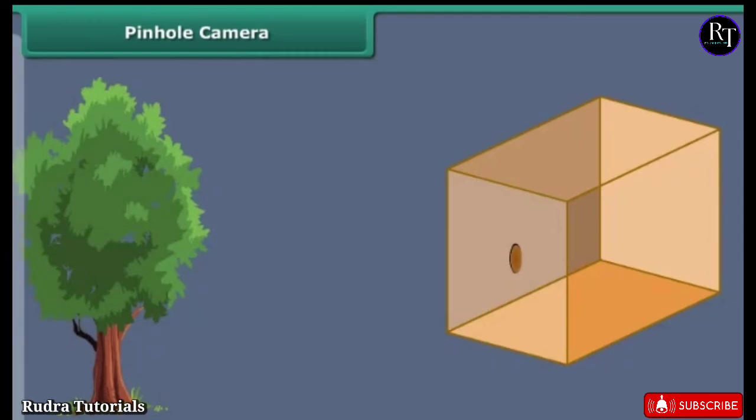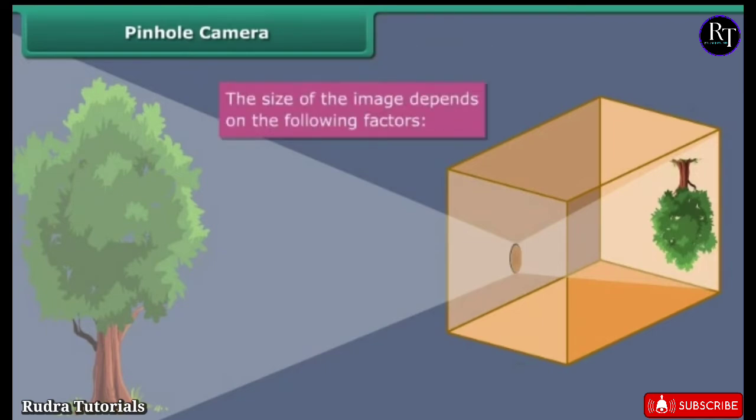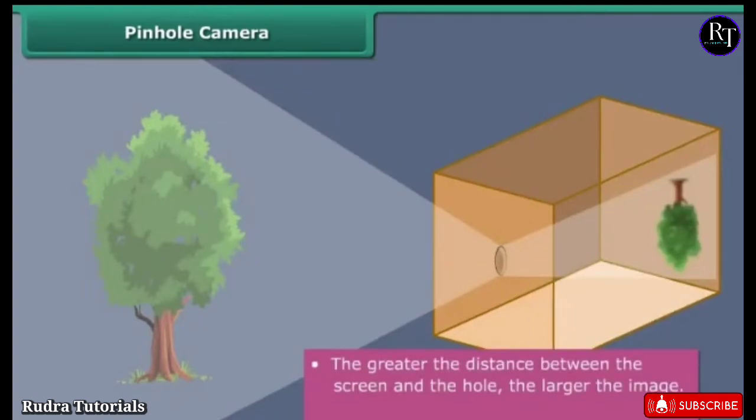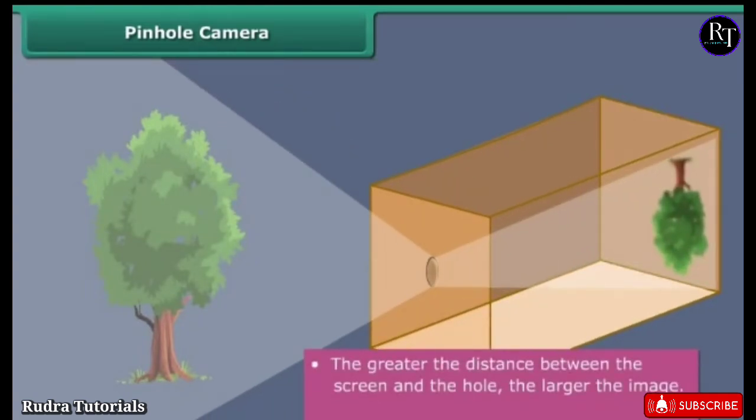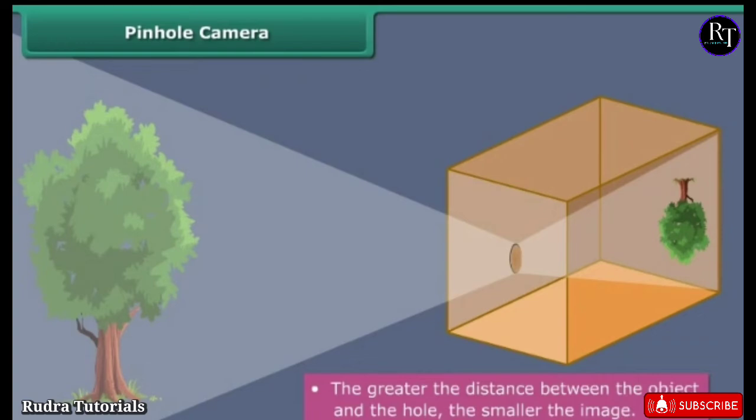Make the pinhole face a lighted object. An image of the object is formed on the tracing paper. The size of the image depends on the following factors. The greater the distance between the screen and the hole, the larger the image. The larger the image, the fainter it is. The larger the distance between the object and the hole, the smaller the image.